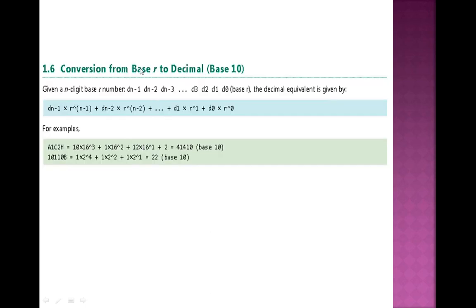Now next, conversion from base R to decimal. That is any base to decimal. In the same way we are using this one, from hexadecimal to decimal. We are using 16 power 0 into 2, 16 power 1 into C, which has the value 12, 16 power 2 into 1, 16 power 3 into 10, because A has the value 10. That has the value 41410. Then next is your 10110B.